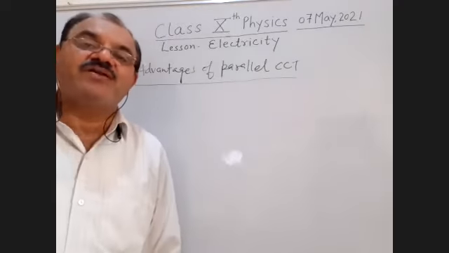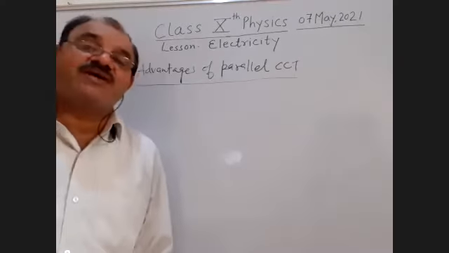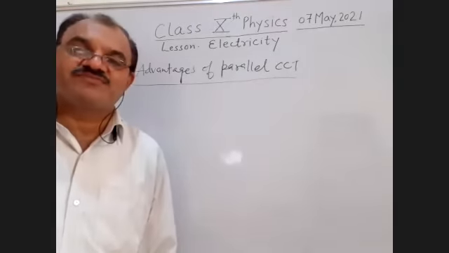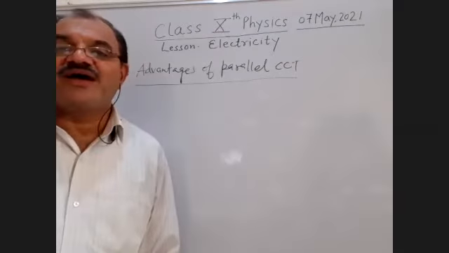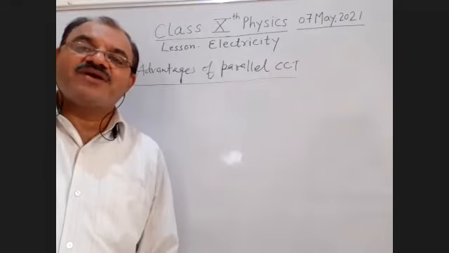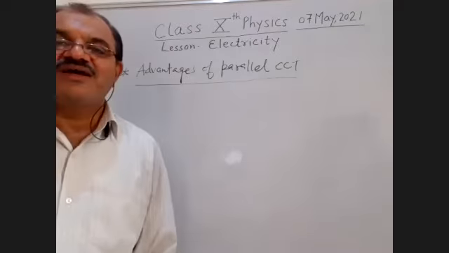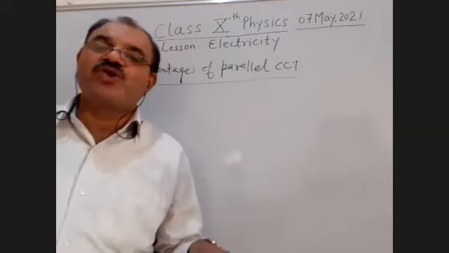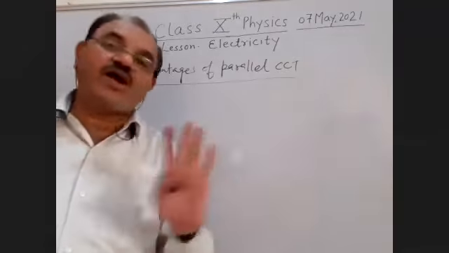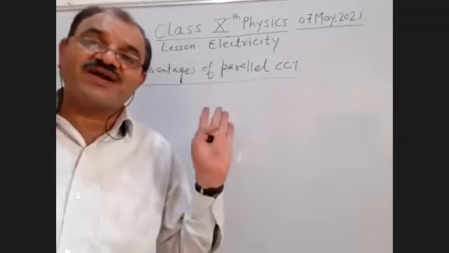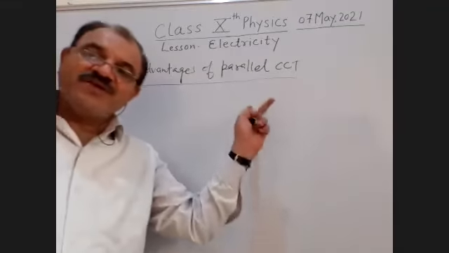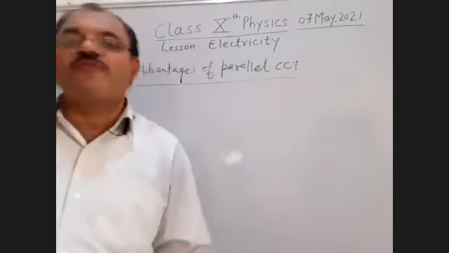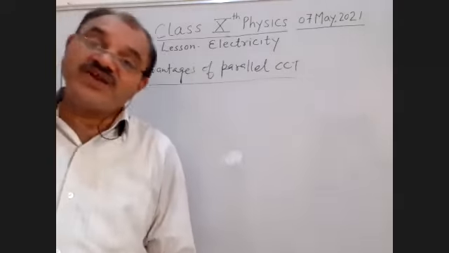For example, you have 2 bulbs in your room. Now, for example, one bulb is fused and not working. If their connection is in series, then definitely the other bulb will also not be working. But if the connections are in parallel, then if one electrical appliance stops working, the other will not stop working. Is it clear, students? Very important point.